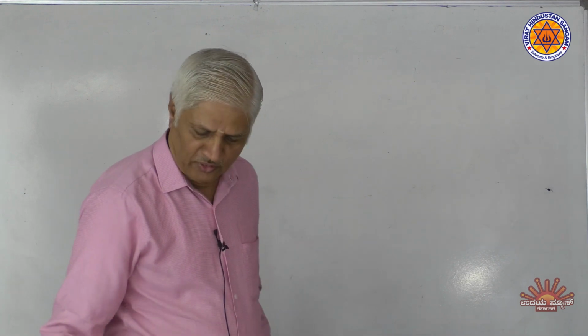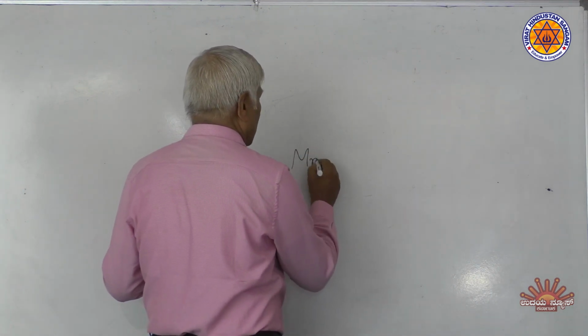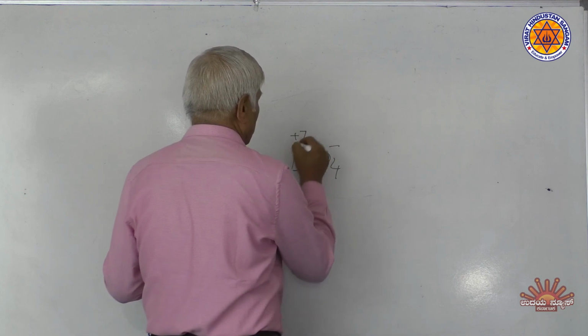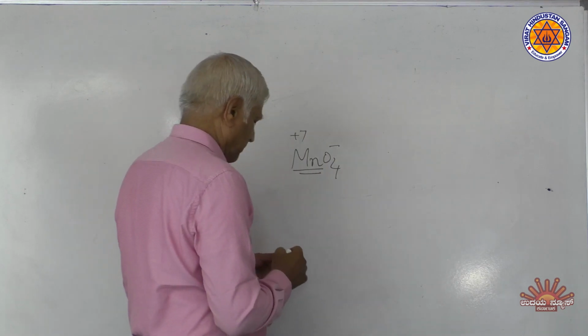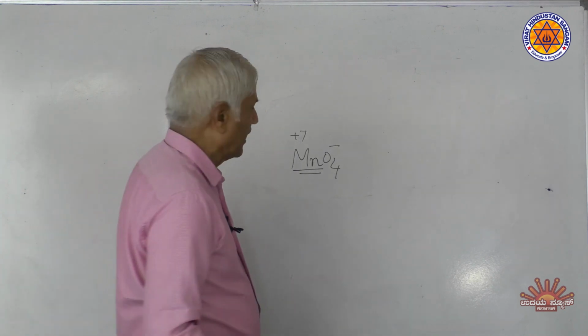Suppose you are asked in some other question, name a compound. So it is in permanganate ion, the oxidation number of manganese is +7. So that is the maximum oxidation state of manganese in any compound.